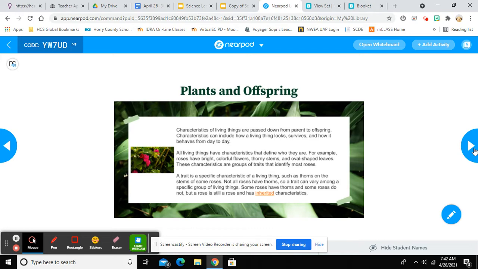Inherited means they're passed down. You get them from your parents, so your parents pass down these traits to you. Or in the case of a plant, the parent plant has the specific characteristic inside that seed, and it is passed down to the seed for the next plant.